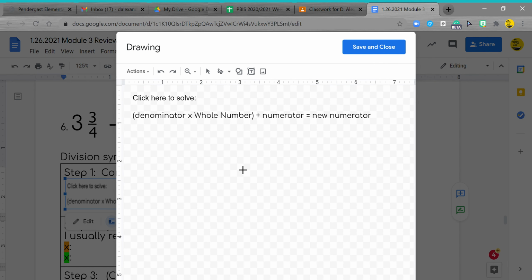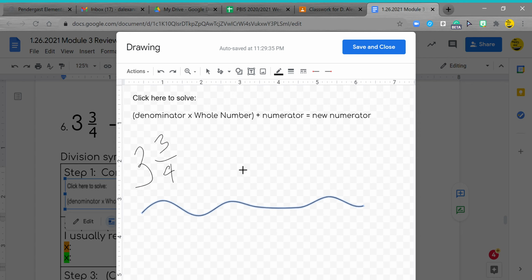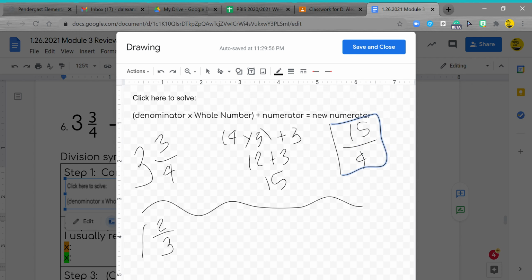So I have 3 3/4 and 1 2/3. I take my denominator, multiply by my whole number, add my numerator. So 4 times 3, yes, 12 plus 3, yes. 15 over what, you guys? Yes, it is my old denominator. So here I go: 3 times 1 plus 2. 3 times 1 is? Yes. Plus 2? Yes, 5. 5 goes over 3.